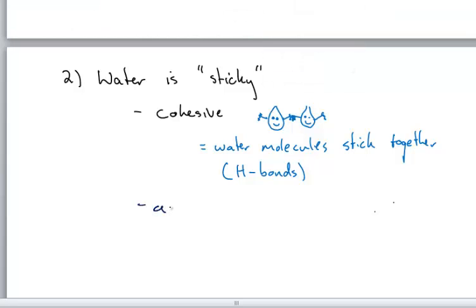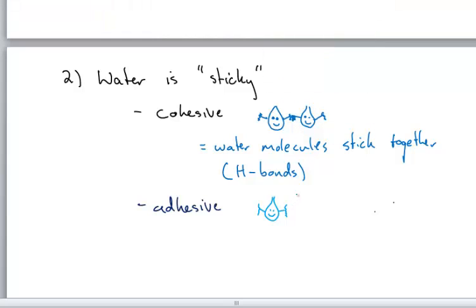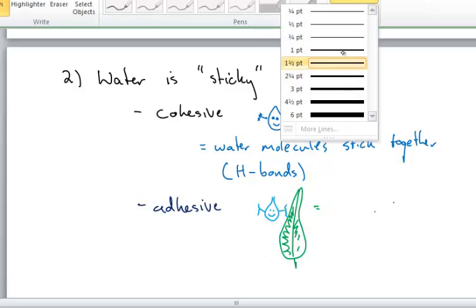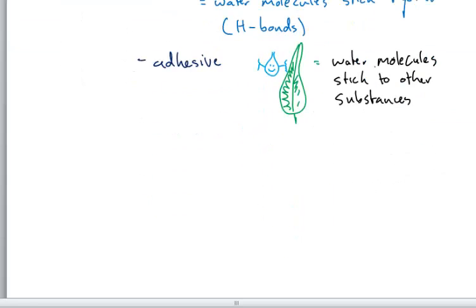Water is also what we call adhesive. So if we have one little water molecule, adhesive means it likes to stick to other things. Here it is. It likes to stick to other things like the surfaces of leaves. This is my very artistic leaf. Water molecules stick to other substances. They like to stick to our tissues, such as our lungs.